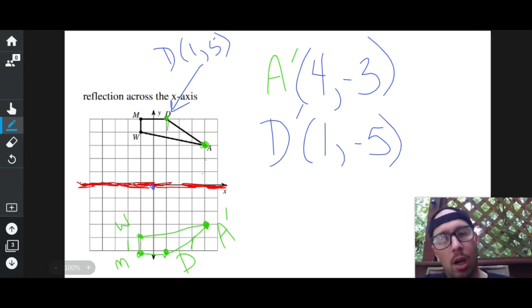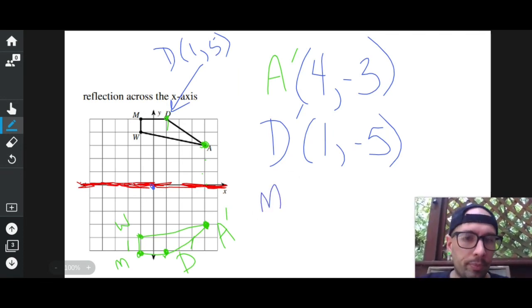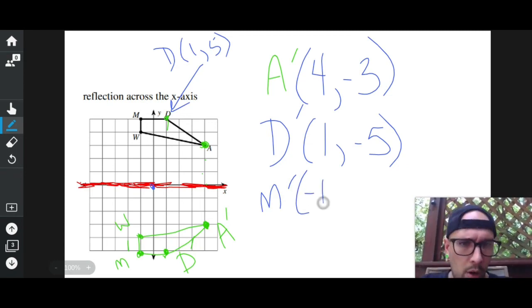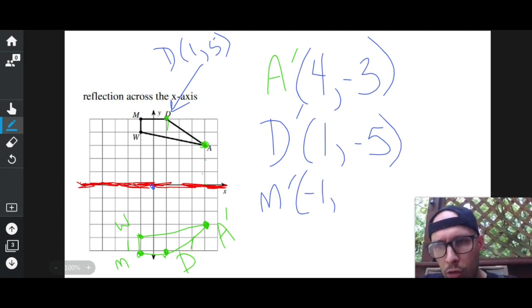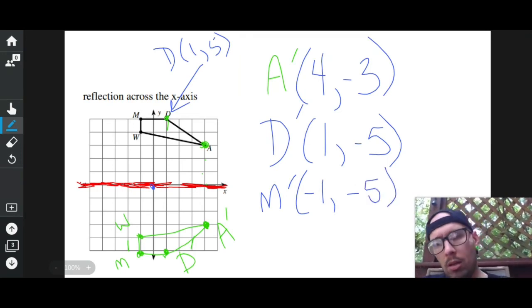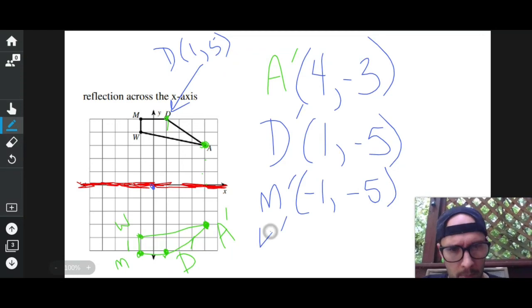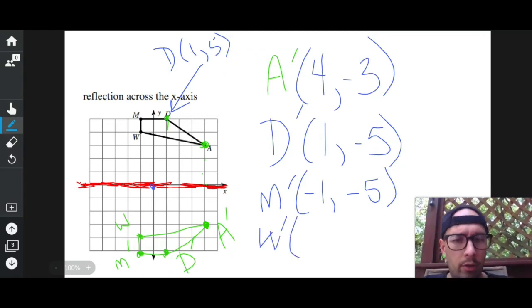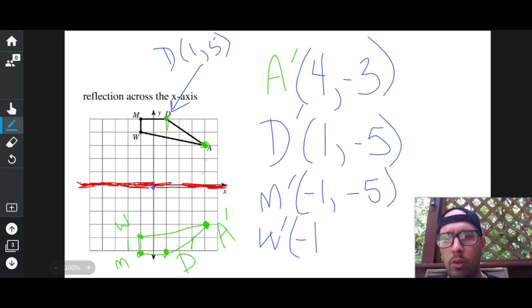Interesting. What's next? How about M? M prime appears to be left 1, which is negative 1, down 1, 2, 3, 4, 5. Makes sense. And then W prime appears to be left 1, so negative 1, down 1, 2, 3, 4.